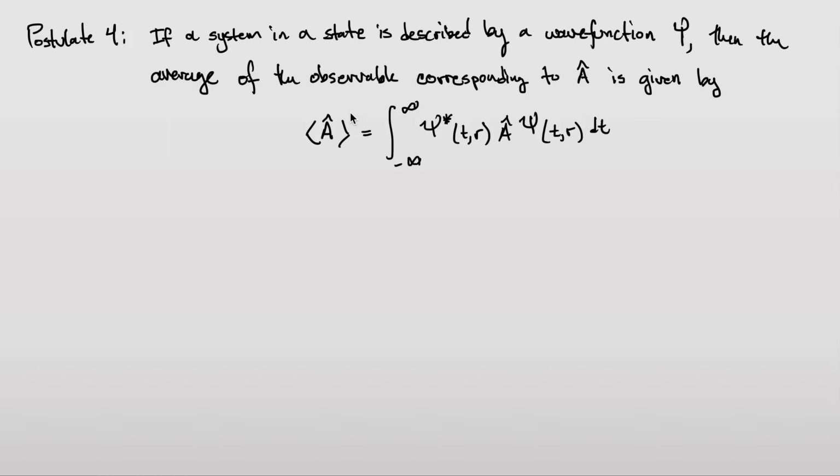Postulate 4 roughly goes something like this. If a system is in a state that is described by a wave function, psi, then the average of the observable corresponding to A, which is an operator, operators usually have this little caret on top of them, is given by this formula right here.